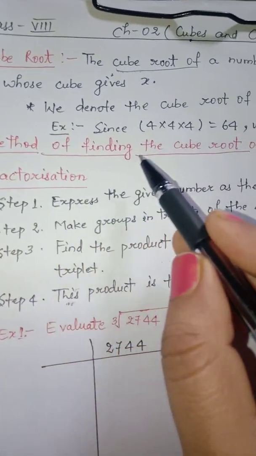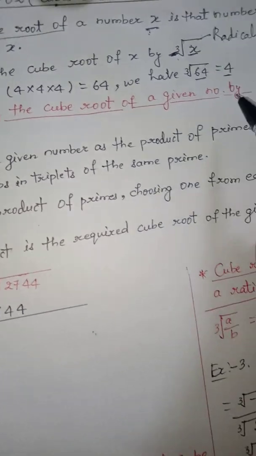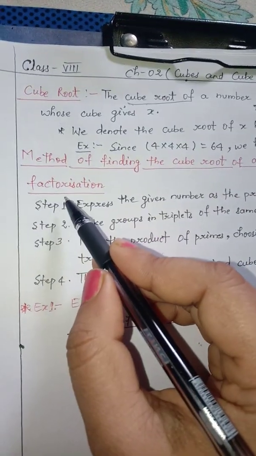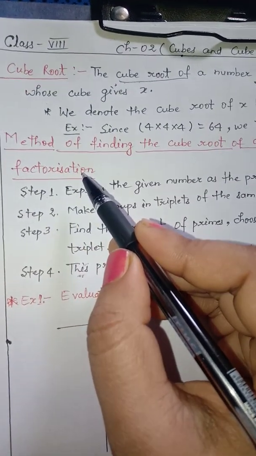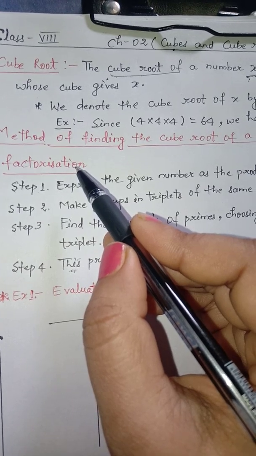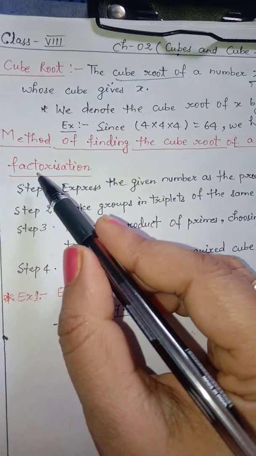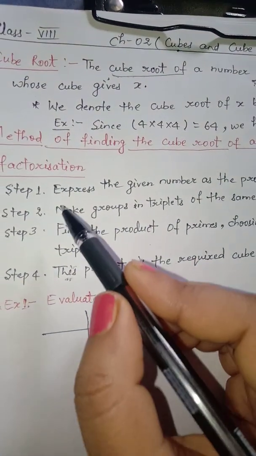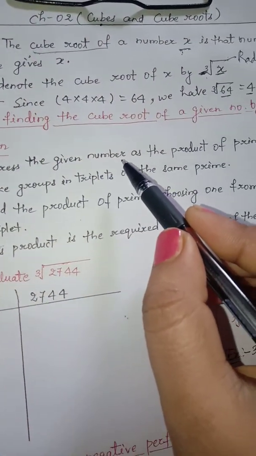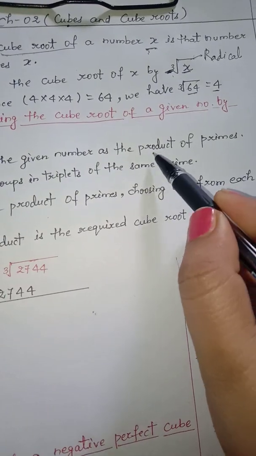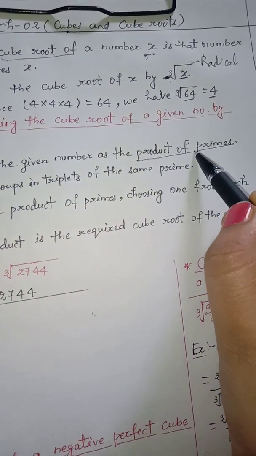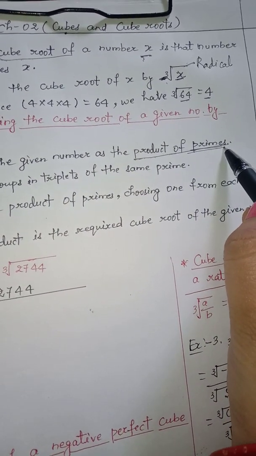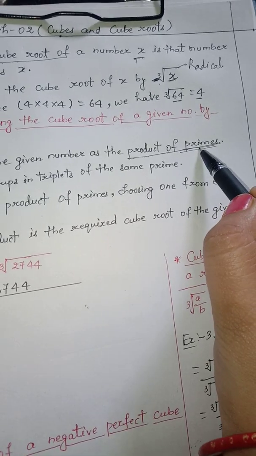Now the method of finding the cube root of a given number by factorization. In square and square root we already know about the prime factorization method, and the same method we will apply here. In the first step, express the given number as the product of primes. A prime number is a number which has only two factors, one and itself.